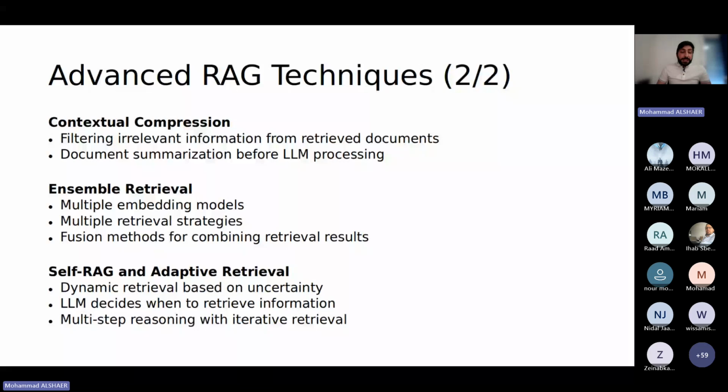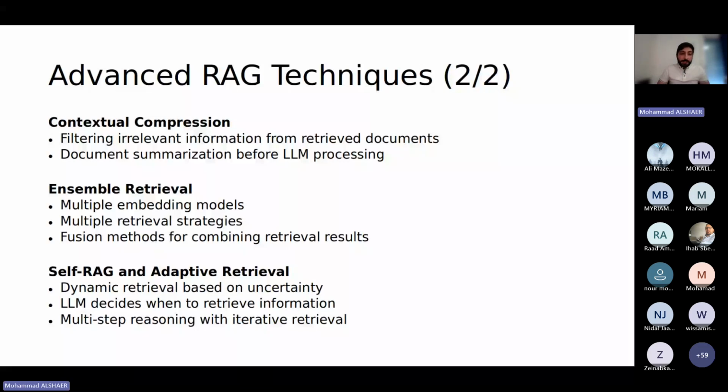Ensemble retrieval is more like ensemble classifiers, if you are familiar with the term. We have multiple embedding models and multiple retrieval strategies, and at the end we do fusion for combining the retrieval results.